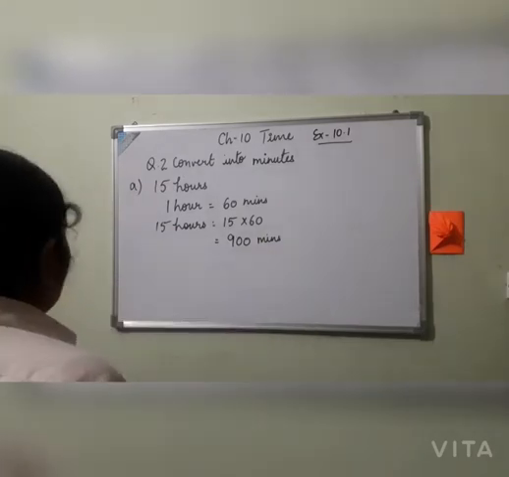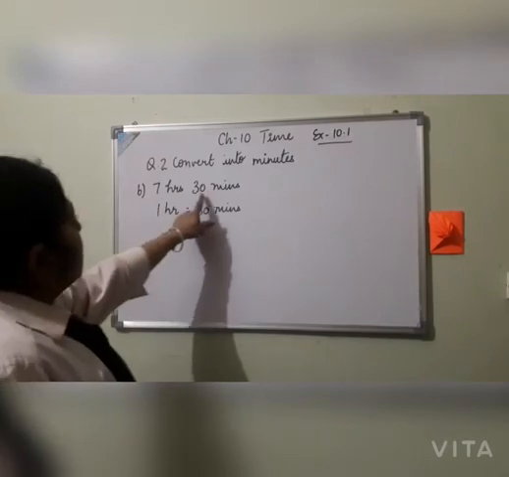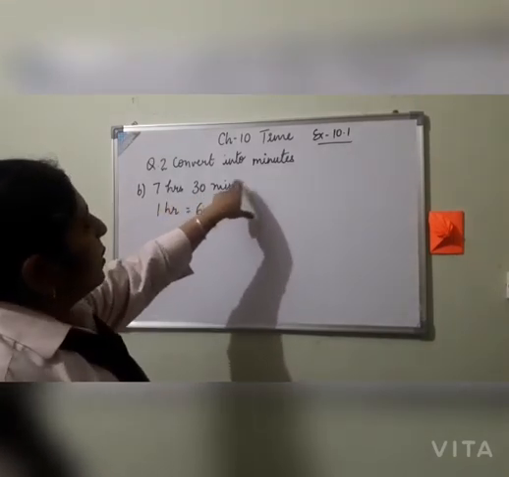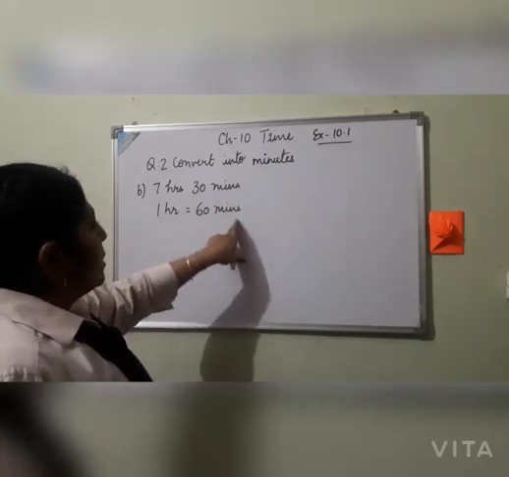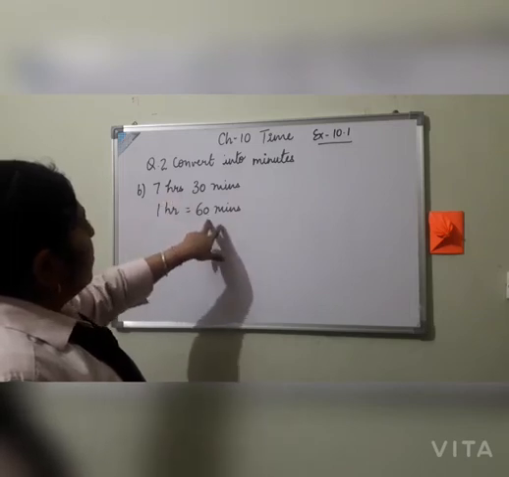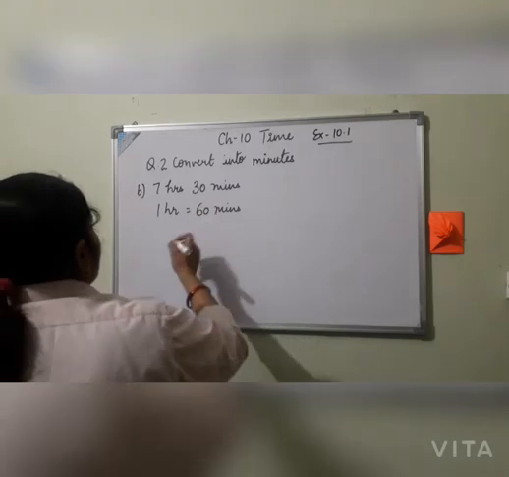So we are going to do now the B part. Now B part says 7 hours 30 minutes. Now we have to convert 7 hours 30 minutes into minutes. First we will write 1 hour is equal to 60 minutes and then convert these 7 hours into minutes and add up this 30 minutes with that to find out the number of minutes.